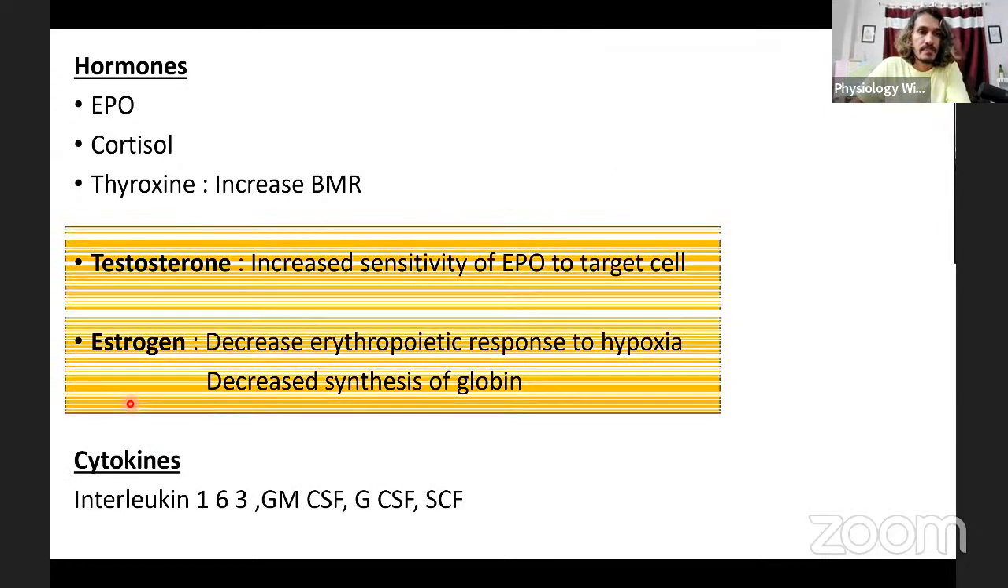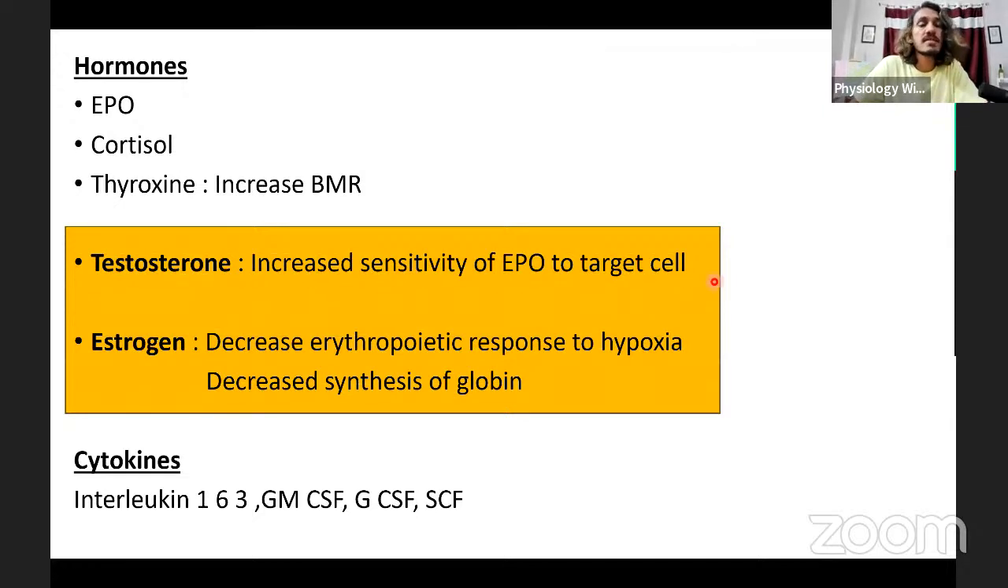Testosterone and estrogen. Testosterone, what it does is it increases the sensitivity of the target cell to erythropoietin. So whatever erythropoietin is released, it goes and acts somewhere, and those cells become more sensitive to erythropoietin. Two, estrogen. Estrogen decreases the erythropoietic response to hypoxia. It also decreases the synthesis of the globin chain. These are two essential ways by which testosterone and estrogen act. And that is why there is a difference between males and females with regard to the RBC count.